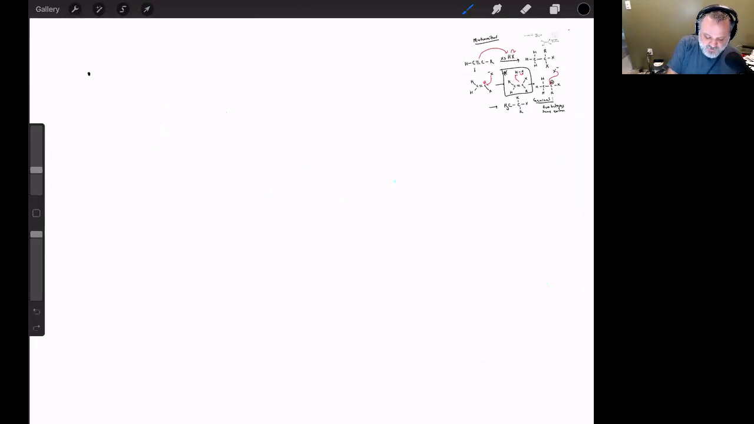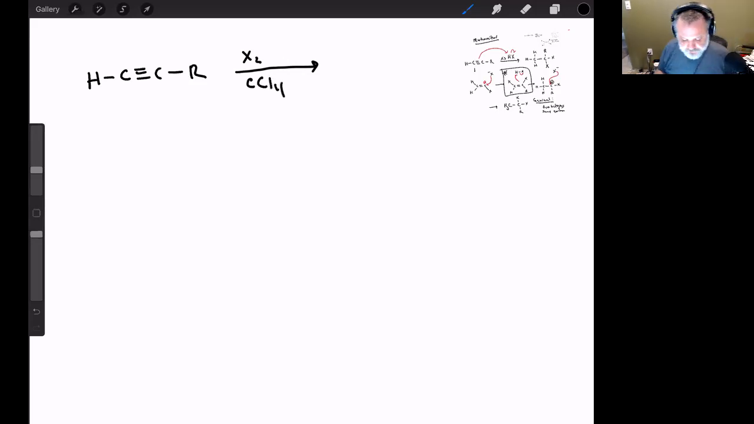And so let's take another look at yet another example of an addition reaction for an alkyne that's similar to something that we've already done before. And so this is the addition of a halogen. And so if you take X2, and this time I want to make sure that I specify the solvent, carbon tetrachloride, and I do one equivalent of this, then I'm going to add the X2 just like I did before.